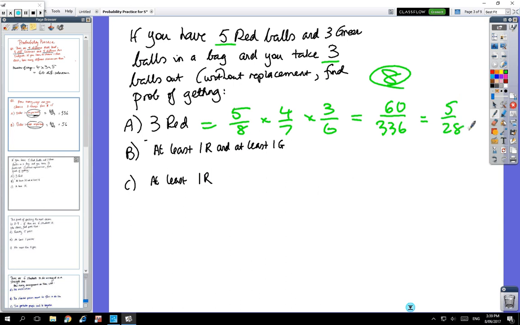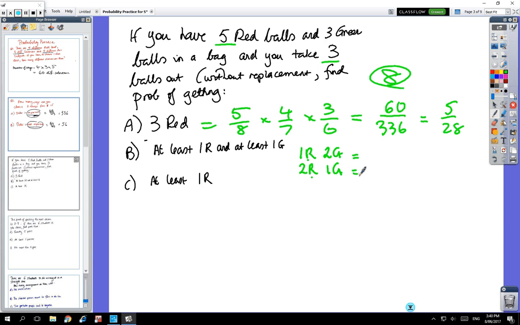Okay, at least 1 red and at least 1 green. So there's more than one answer that's possible. The answer could be 1 red and 2 greens, or it could be 2 reds and 1 green, and then you've got at least 1 red and at least 1 green. So we need to do both of these answers. It doesn't say what the order is, so I think we have to allow for that to happen.